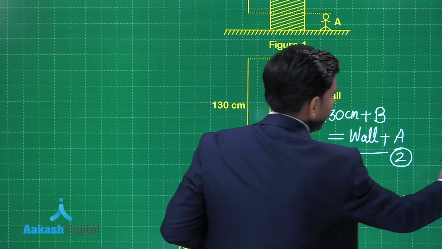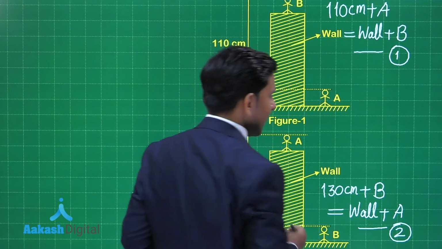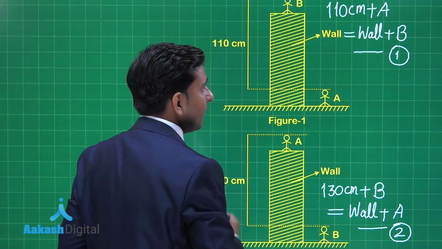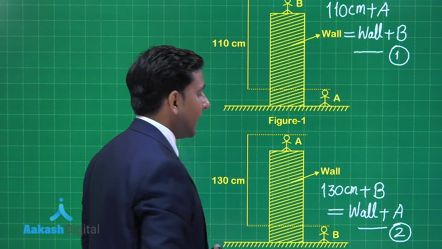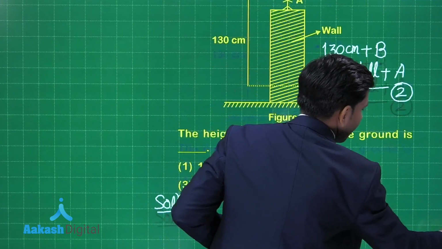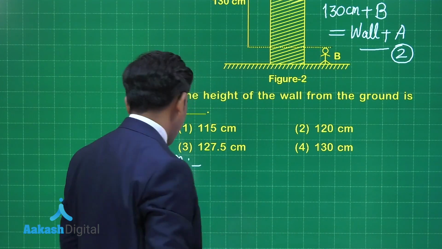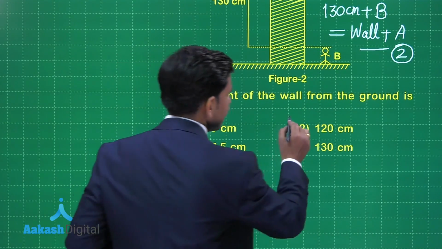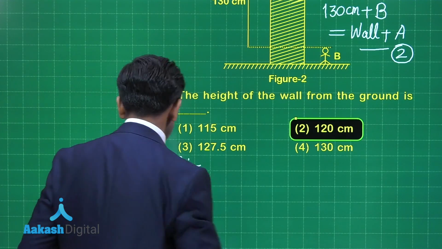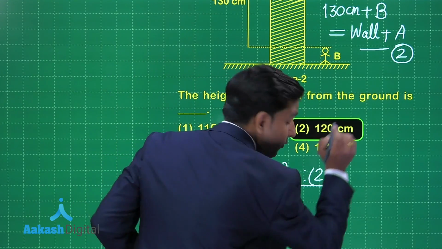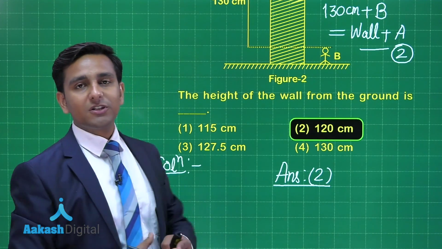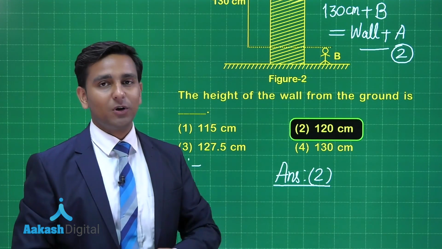On adding 1 and 2, you will obtain A plus B on both sides of this equation, so it gets cancelled, and after further simplification, you will obtain the height of the wall as 120 centimeter. That means you can say option number 2 is the correct answer for this question. I hope you understood this question. Let's solve the next one.